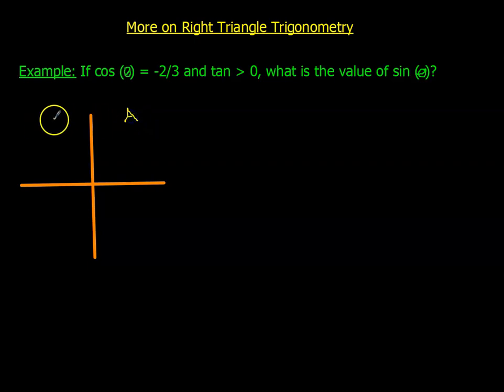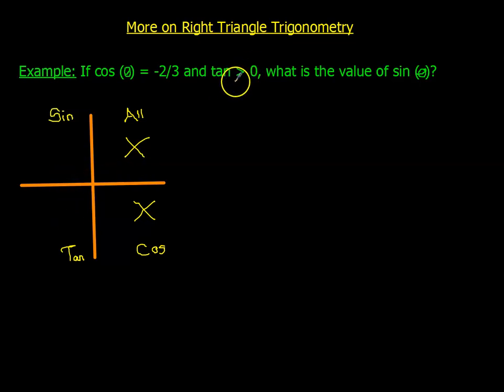So remember the acronym All Students Take Calculus is just telling you what's positive in which quadrant. So in this case, this would be all, this would be only sine is positive, only tangent is positive in quadrant 3, and only cosine is positive in quadrant 4. So given this value, cosine equals negative 2 over 3, we're not going to be in quadrant 1 because all is positive there and cosine is negative. Cosine could be negative in quadrant 2 as well as in quadrant 3, but not in quadrant 4. So we either have a right triangle in quadrant 2 or 3.